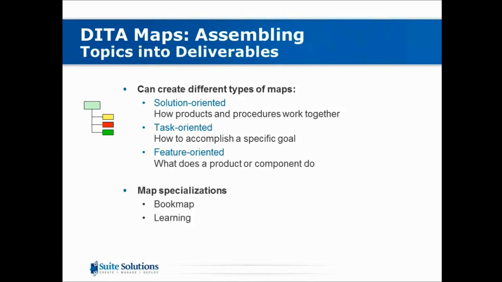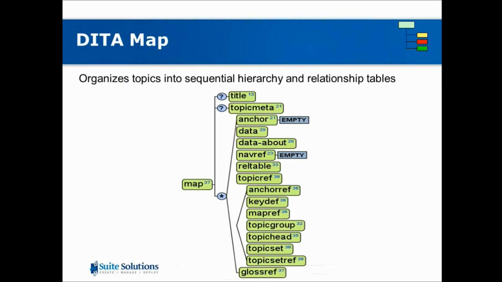Okay. Now, maps, just like topics, can be specialized. So we'll see two of them. I think the most popular map specializations are the Bookmap specialization, basically a map that can represent a full book. We'll see what that looks like. Or a learning map specialization, where you can create learning modules. I'm not going to go into that too much.